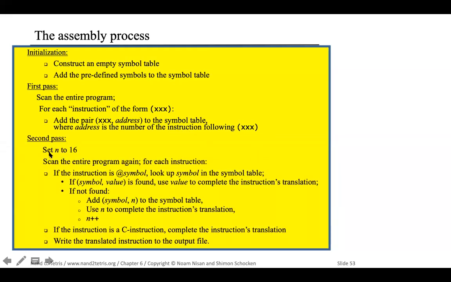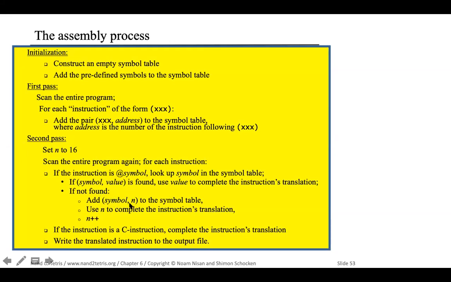Second pass: initialize n to be 16, which is a counter. Now scan the entire program again, which means the file pointer is reset to the start of the program. For each instruction, if the instruction is @symbol, look up the symbol in the symbol table. If the symbol value is found, simply use the value to complete the instruction's translation, that is, it's an A instruction. If it is not found, that means that symbol is a variable.